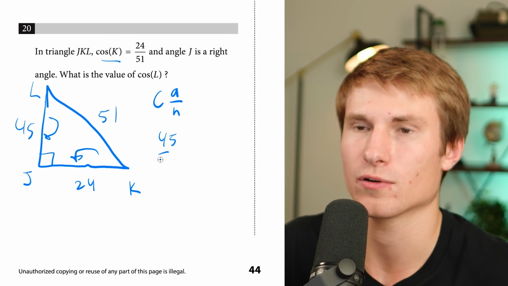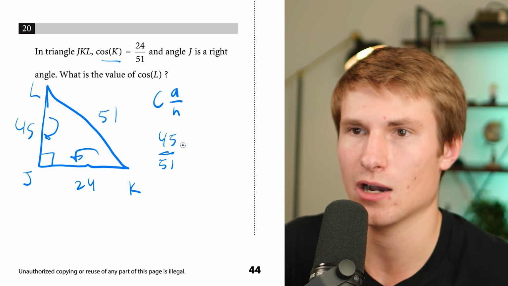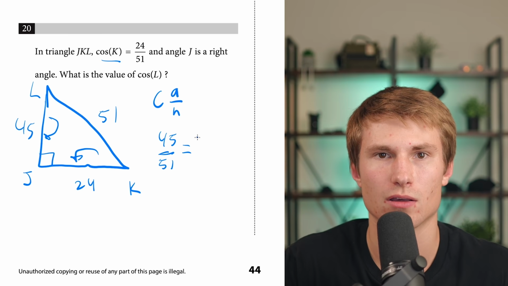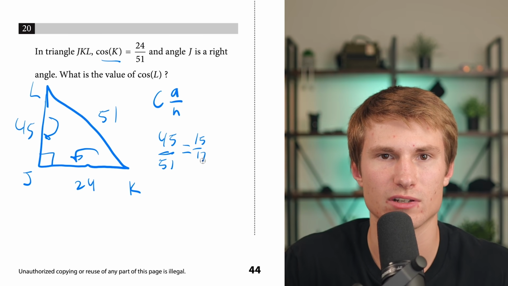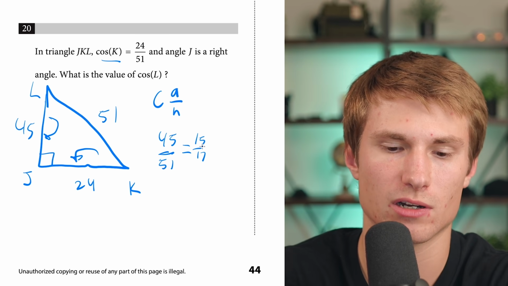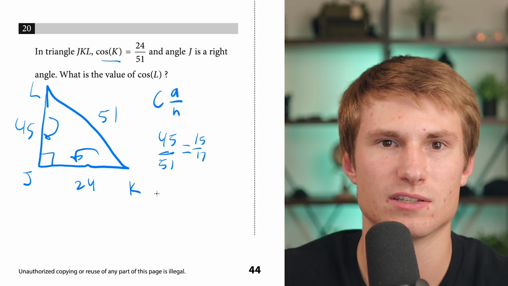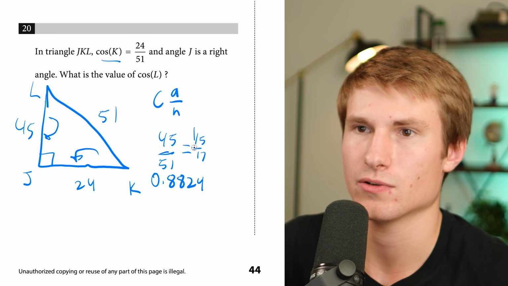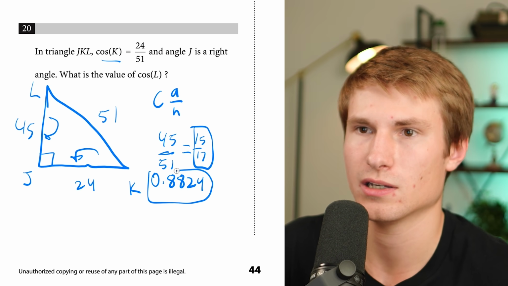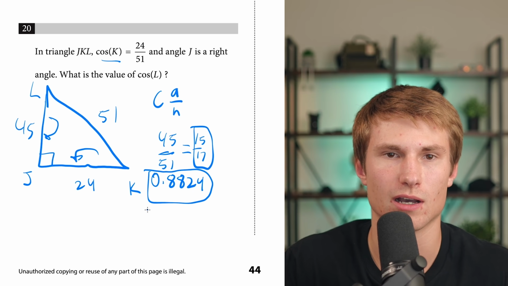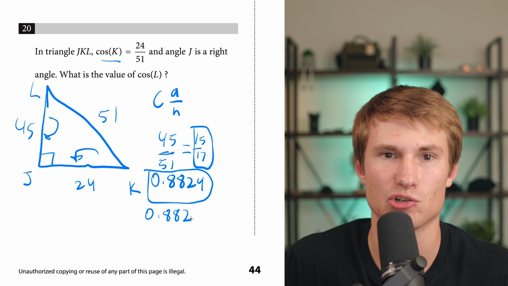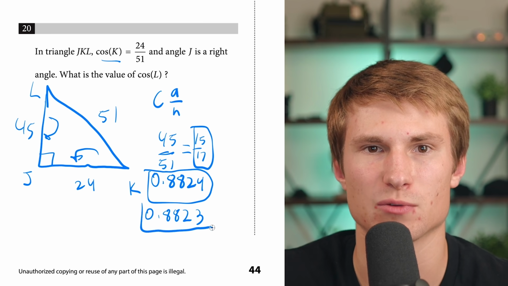So 45 over 51, which can be simplified down if we divide both by 3 to 15 over 17, or you could also put it in your calculator. If you do that, you're going to get a value of 0.8823. So the answers are 15 over 17 and 0.8823, and that would be accepted as well by the SAT.